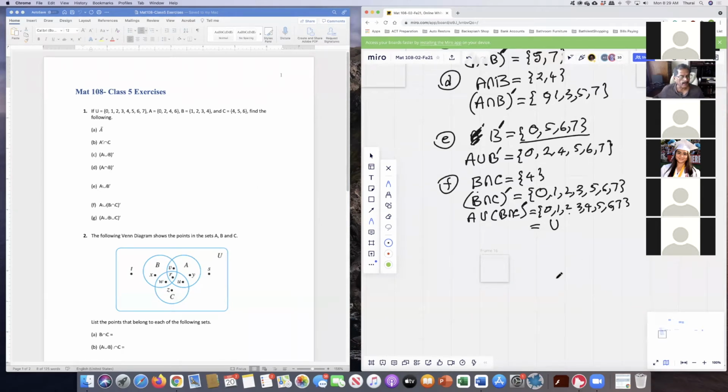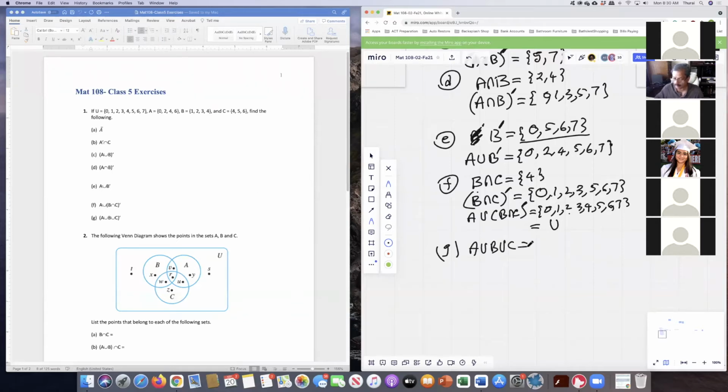Okay, part G. I'm going to delete this frame 16 here. Okay, moving to part G. So A union, B union, C prime. That means I have to find A union, B union, C first. A union, B union, C.